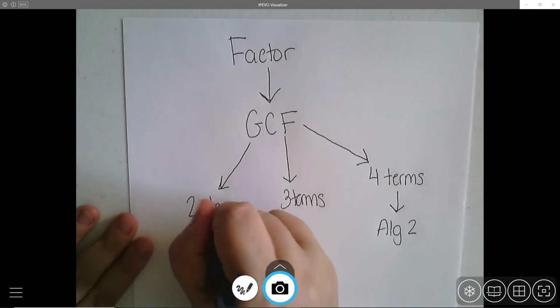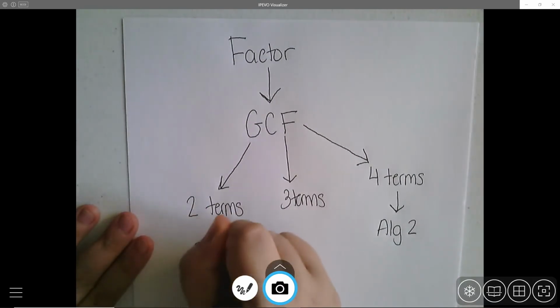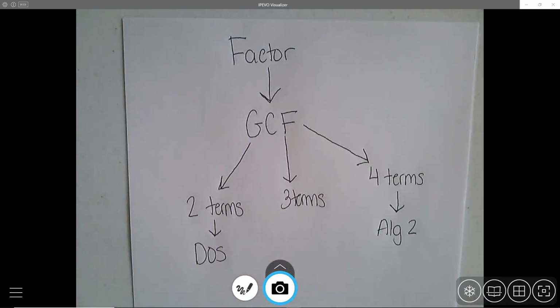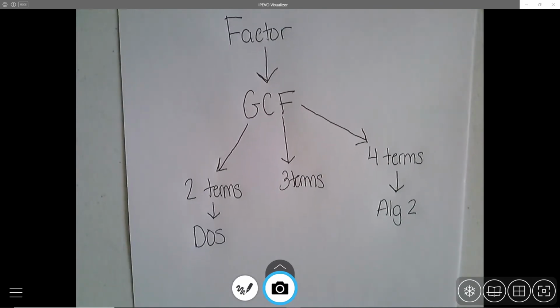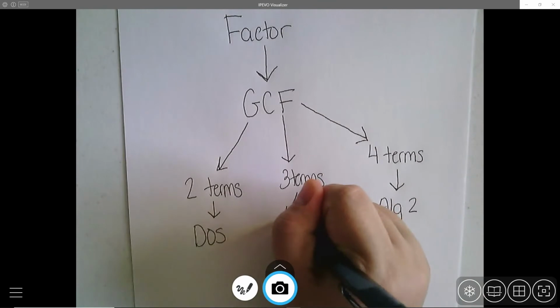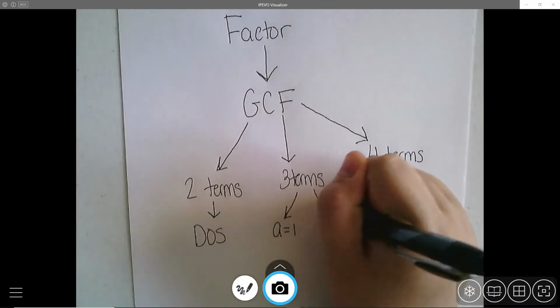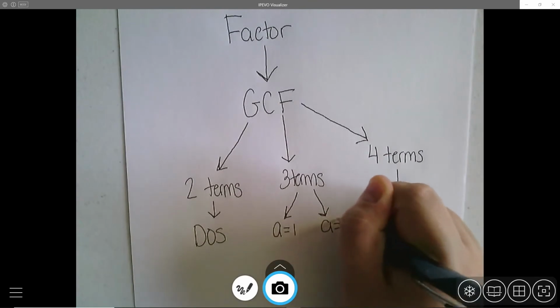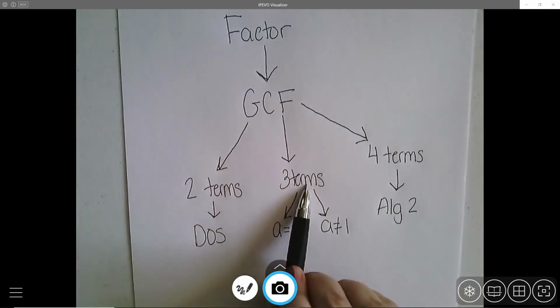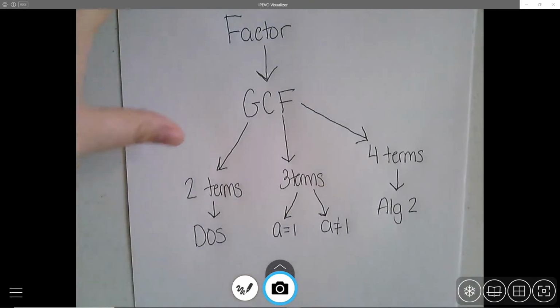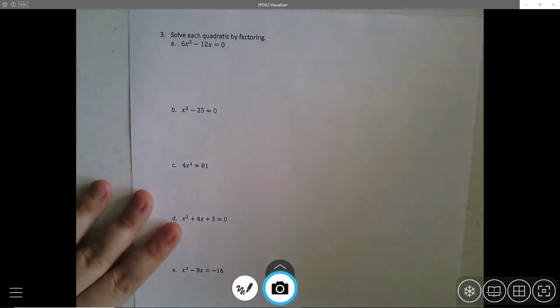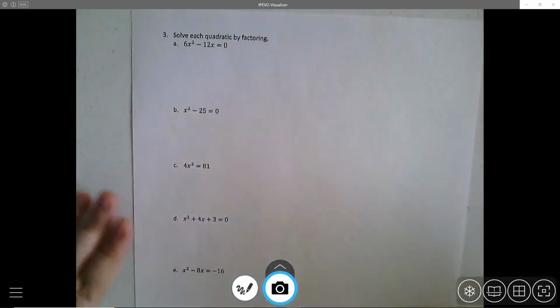If it has 2 terms, the only type we have is difference of squares. Okay, we have to check, is it a difference of squares problem? If it is 3 terms, it's either a problem where a equals 1 or a does not equal 1. 3 terms is your trinomial. Okay, we're going to reference this back, so I'm going to keep it up here off to the side, easy to get.